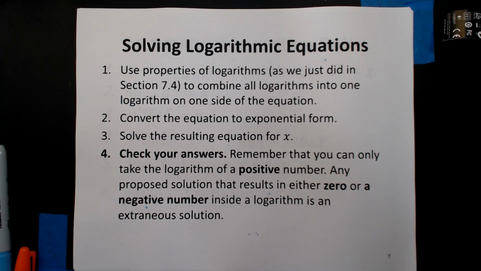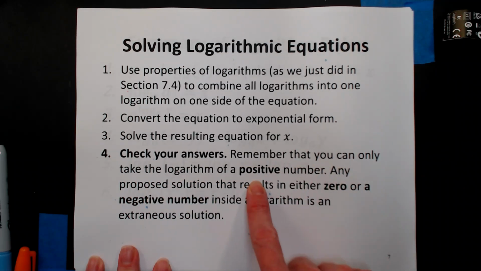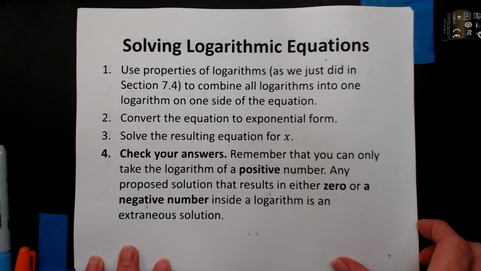Next, solving logarithmic equations using the properties of logarithms like we just did in section 7.4. To combine all the logarithms into one logarithm on one side of the equation, we convert the equation to exponential form. That's the second step. The third step, we solve the resulting equation for x. Fourth step, we check our answers. Remember that you can only take the logarithm of a positive number. Any proposed solution that results in either a 0 or a negative number inside the logarithm is an extraneous solution.